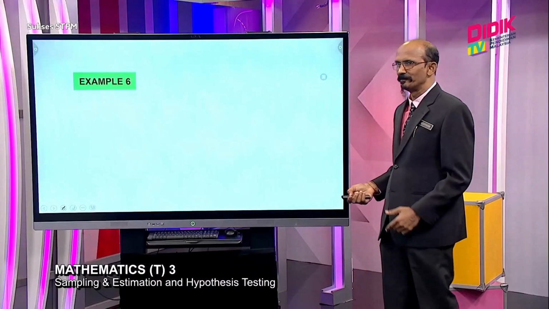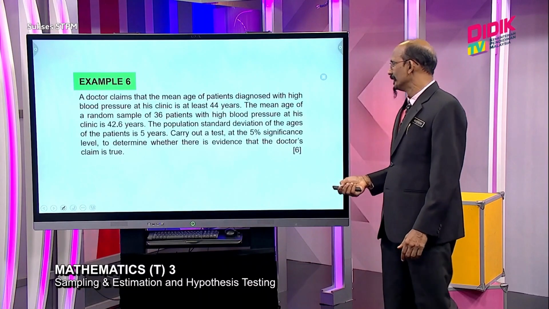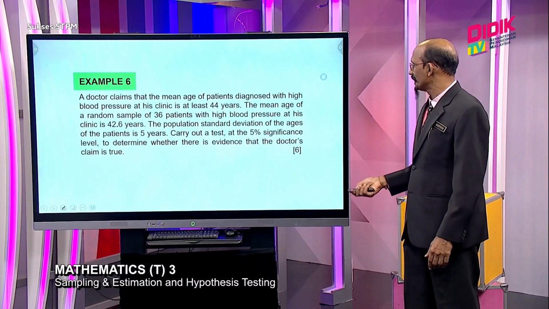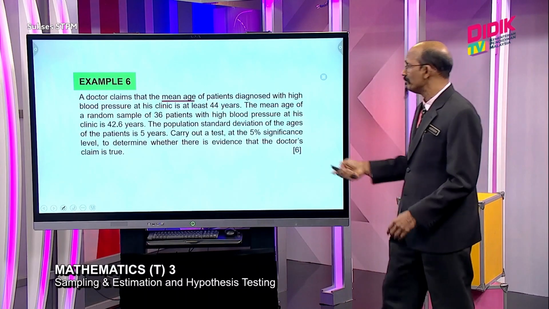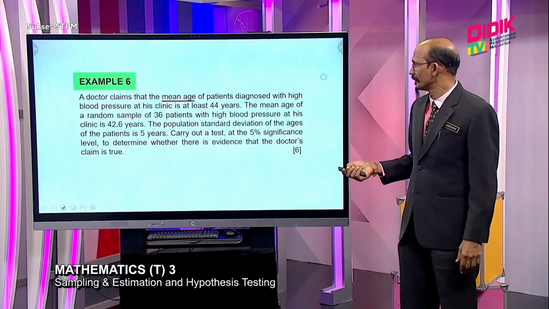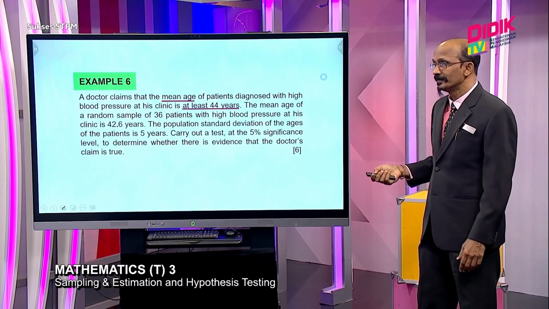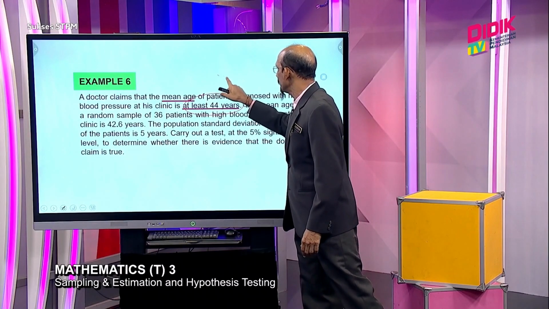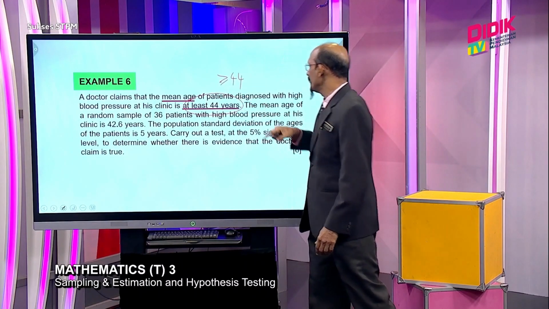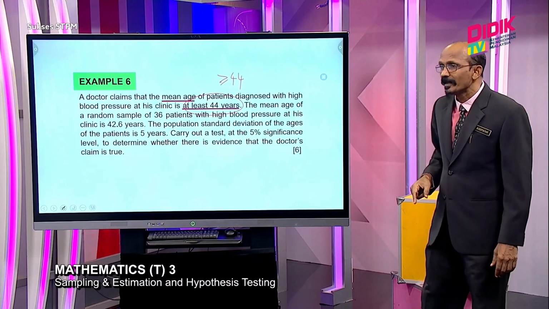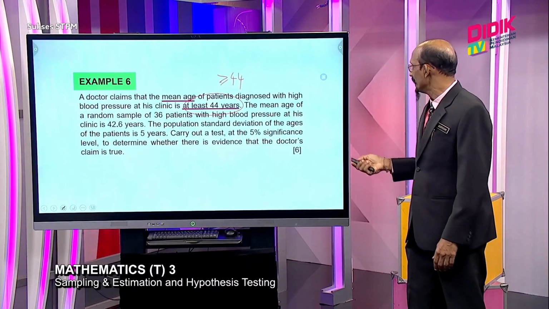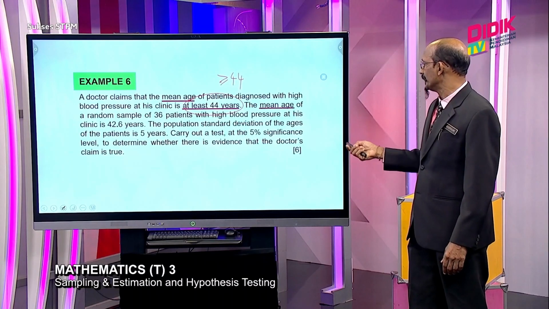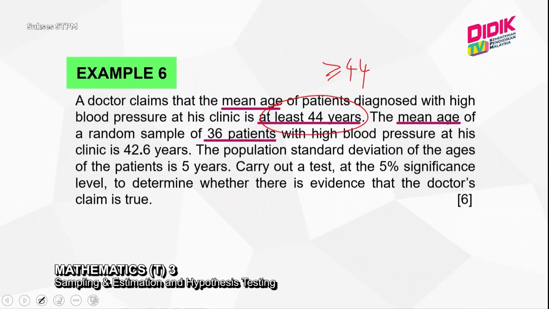Okay, let us see one example. This is a question regarding hypothesis testing, regarding mean age. So I am testing the mean, at least 44 years. This is the key point: at least 44 means the mean must be greater than or equal to 44, which shows you the null hypothesis. Then the mean age of a random sample of 36 patients is 42.6, and they give you the standard deviation. They say carry out a test.